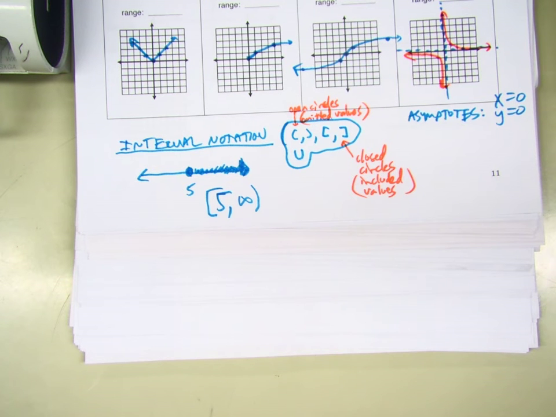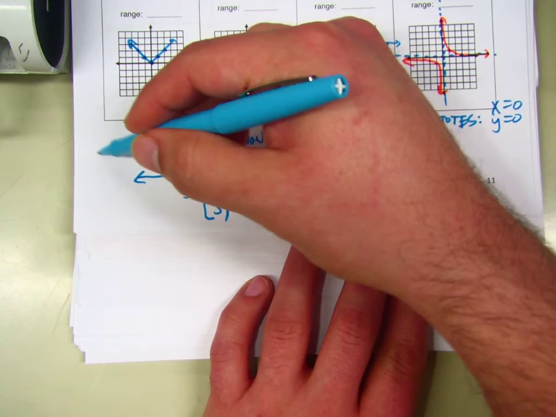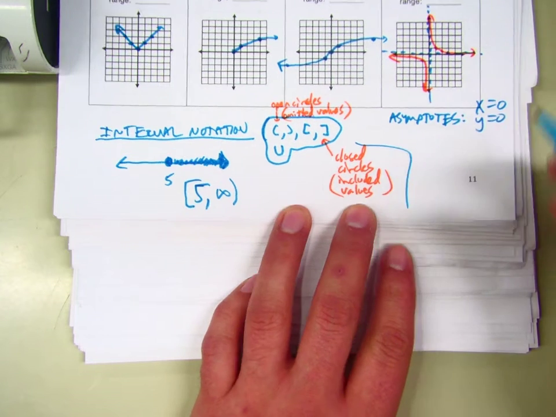Now, let's try a more difficult example. Let's go over here.